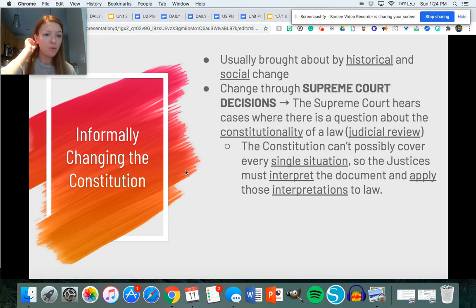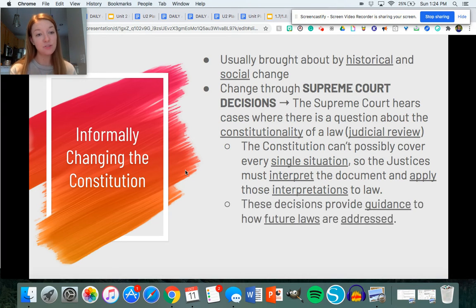And the reason that we have this is because the Constitution can't cover every single situation. It's already a long document, right? It's impossible to be able to tell everything and to predict the future. So what justices have to do is interpret the document and apply those interpretations to laws. These decisions then provide guidance on how future laws are addressed.